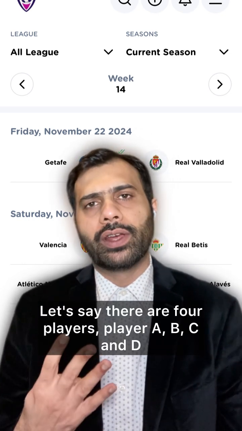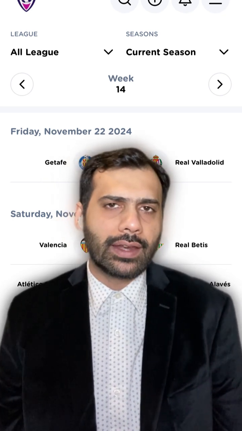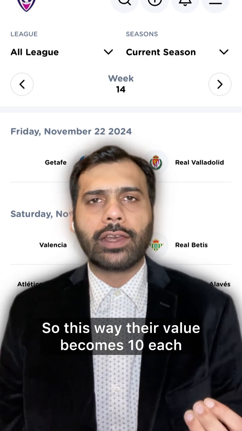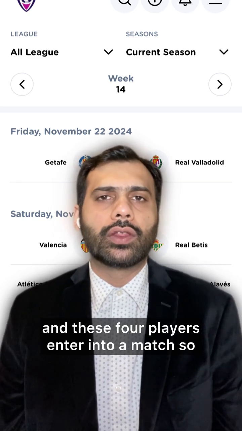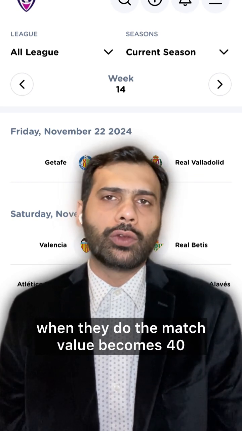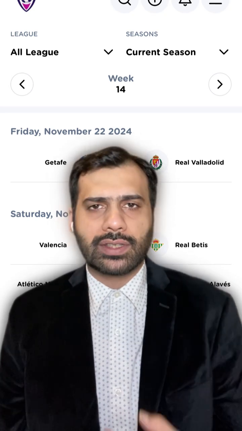Let's say there are four players, player A, B, C, and D. All of them are priced at 10 and have had one stock sold each. So this way, their value becomes 10 each, 10 multiplied by 1. And these four players enter into a match. So when they do, the match value becomes 40, which is 10 plus 10 plus 10 plus 10.